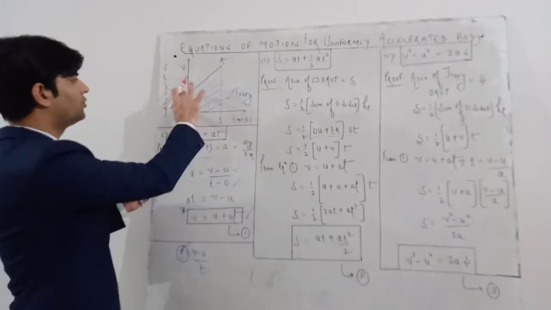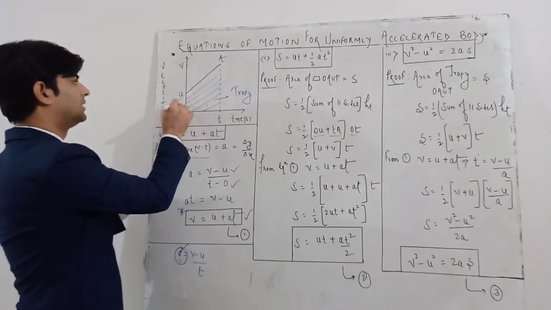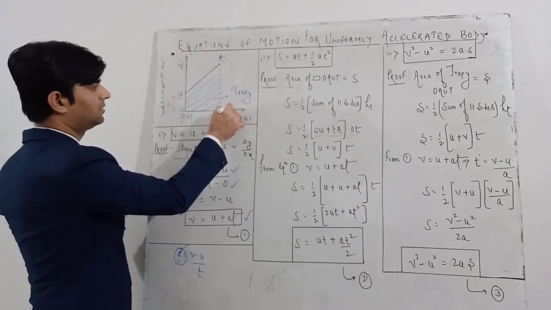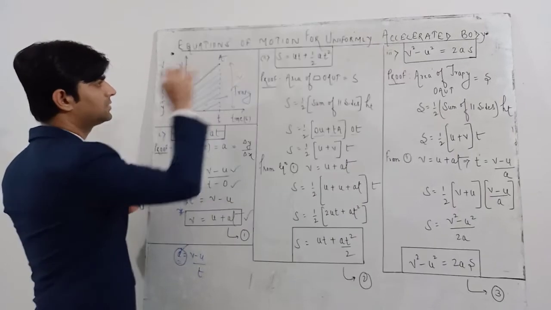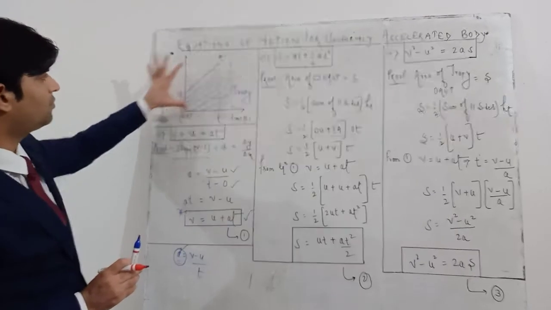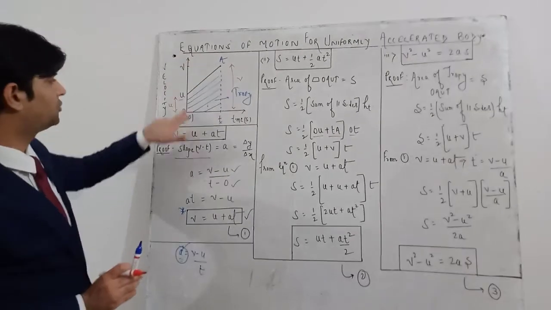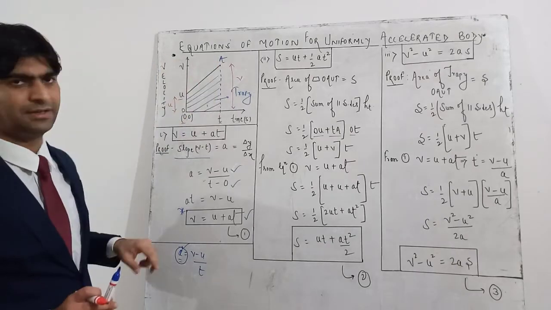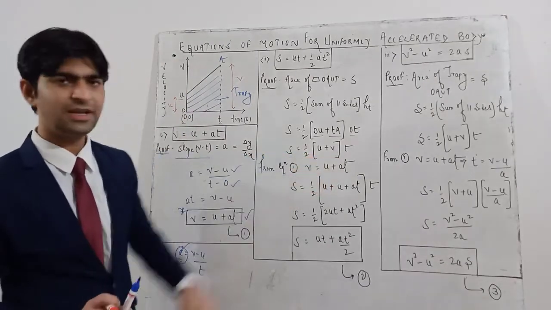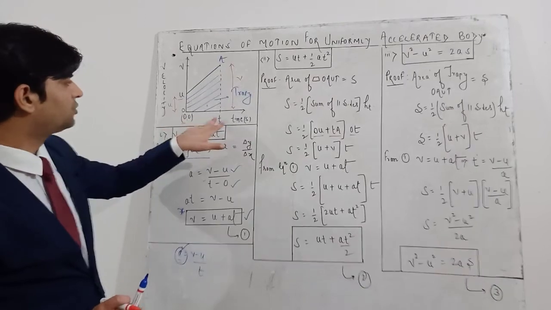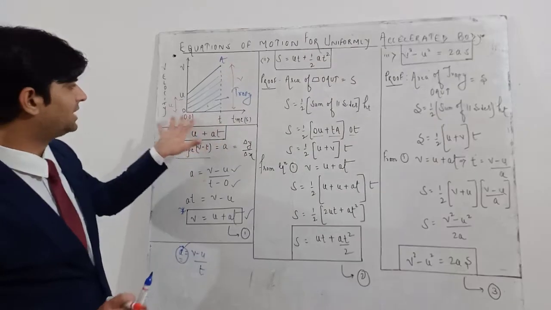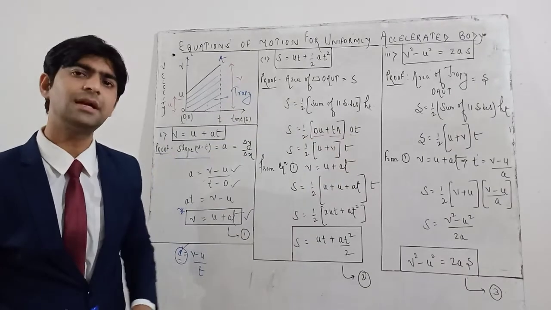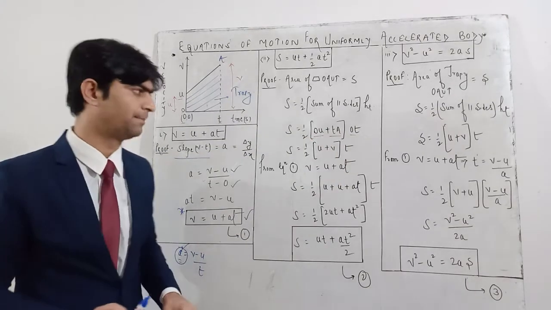Now if you see OU, what is the length of OU? That is 0 to U, so this is U and this is V. U plus V. 0 to U, this is U, and 0 to V, so this is V. So the parallel sides are U plus V, and 0 to T is the altitude, so T minus 0, that is T, is the altitude of the trapezium.